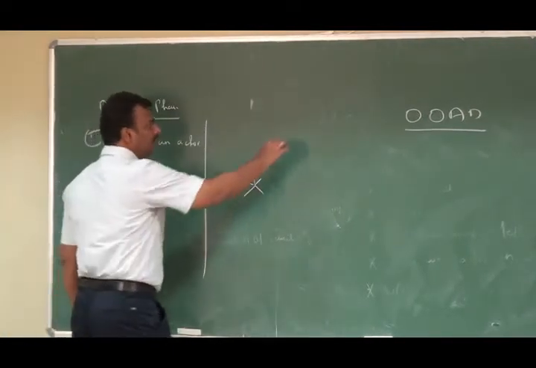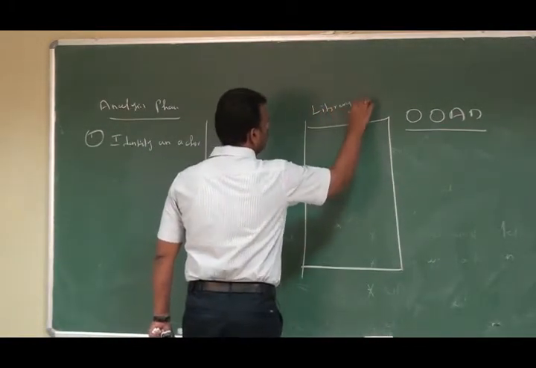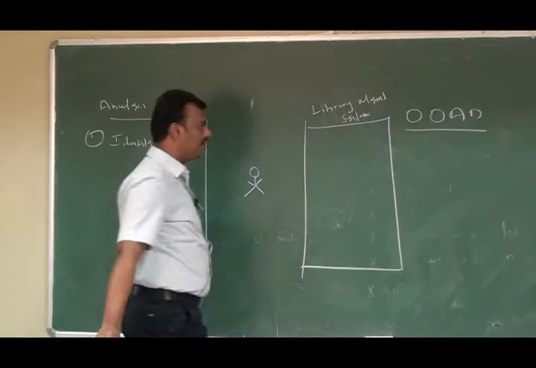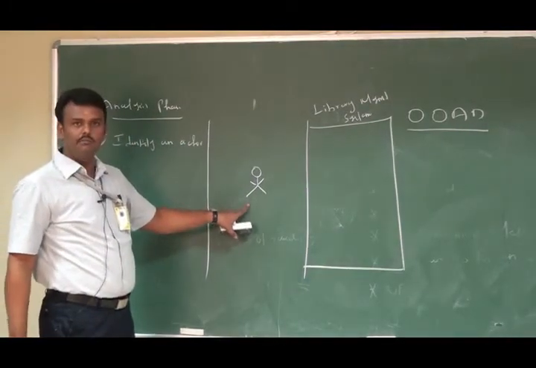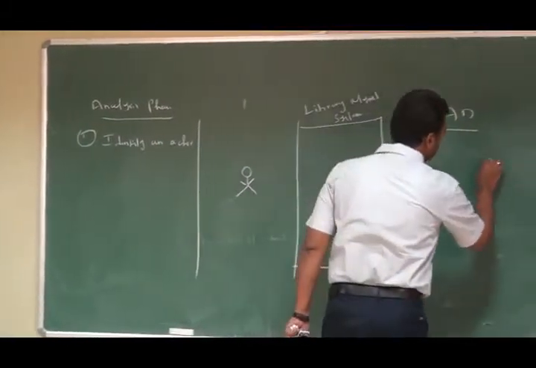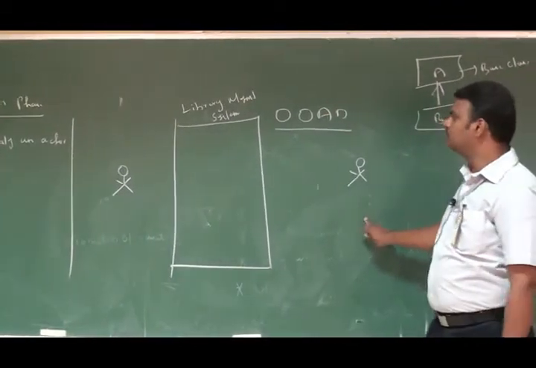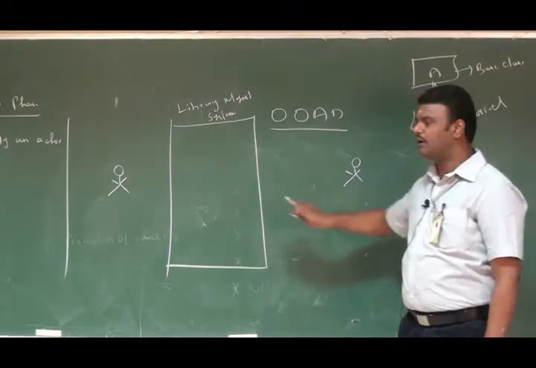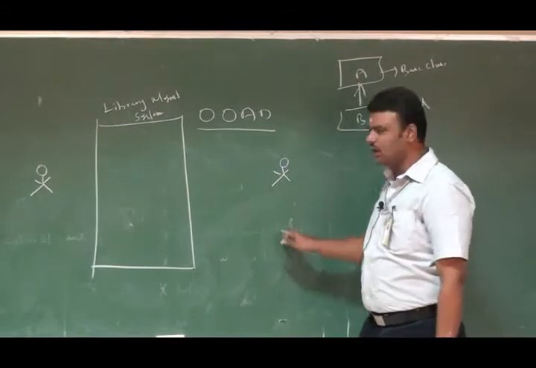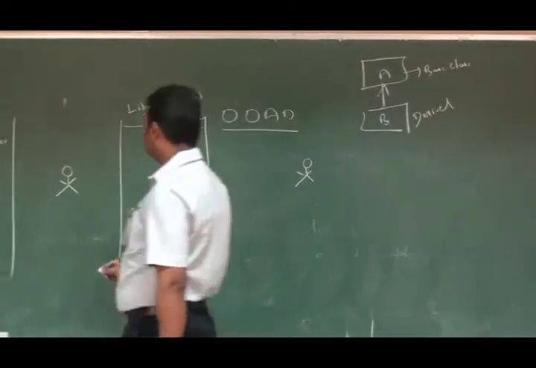For example, the library management system. Who are the actors in the library management system? The first one, the library member, is going to use the library management system. Then the circulation clerk, who is going to check the ID cards, so the circulation clerk also uses the system. The last one, the supplier, also uses the library management system for supplying the books. These are the actors.